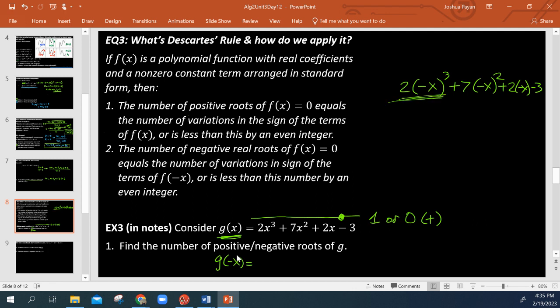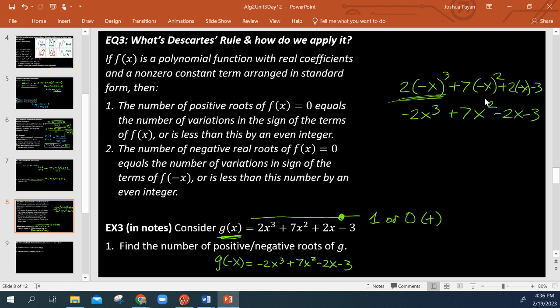So this right here, remember, cubes are inherently odd. So negative x to the third is going to become negative 2x to the third when we multiply that all out. Here, this is inherently even because it's a square, so that's just going to stay positive 7x squared. And then 2 times negative x becomes negative 2x minus 3. Okay, so g of negative x is negative 2x to the third plus 7x squared minus 2x minus 3.